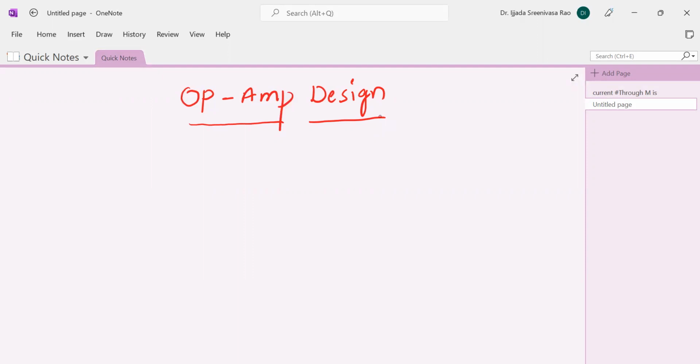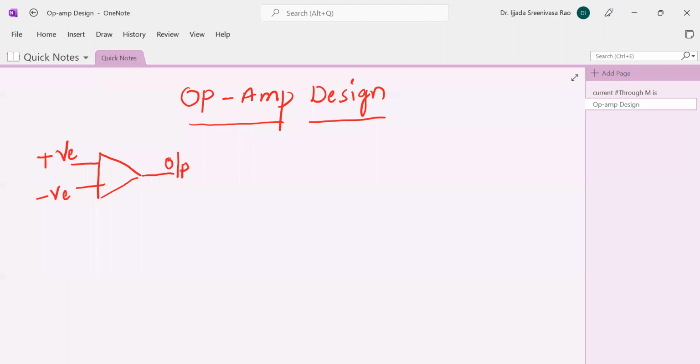This is the symbol of an operational amplifier. It looks like this. I think it has two input terminals, one may be positive and one may be negative. Similarly, there is an output terminal.